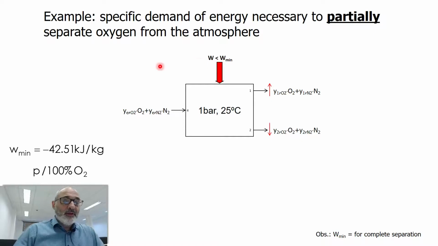So now I'm going to use a convention here. I need to explain this. The index E stands for the entrance, and the index 1 and 2 stand for output number 1 and output number 2. So Y1 and 2 is the concentration of nitrogen at exit 1. I hope there's no problem with this convention here.